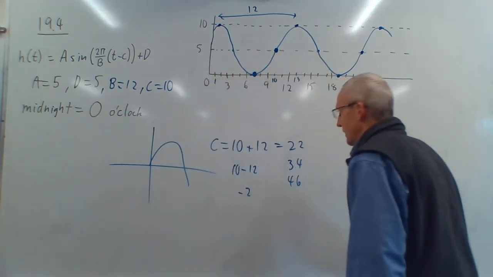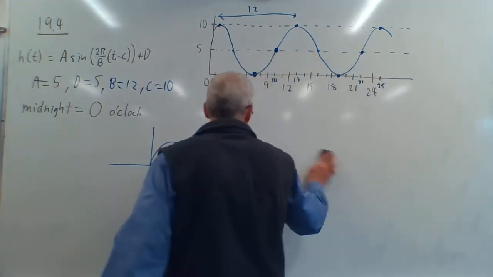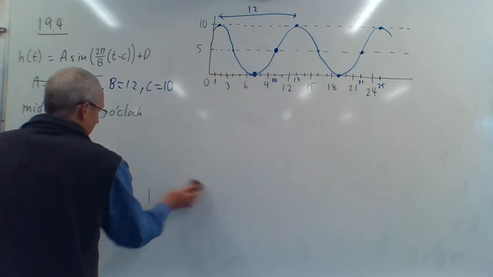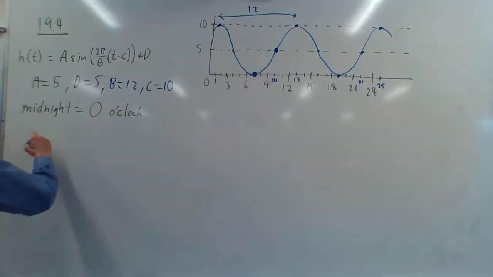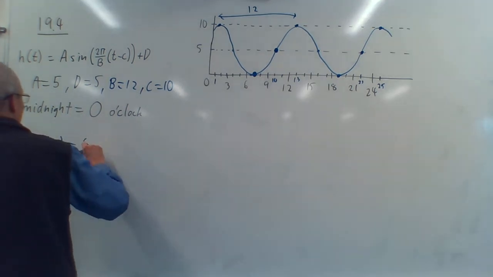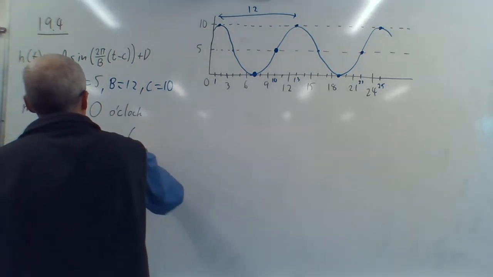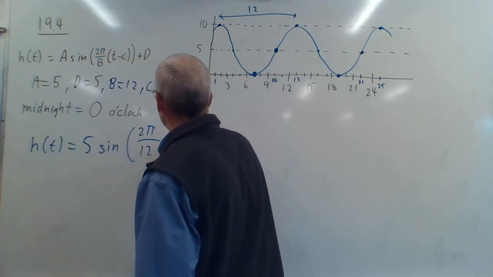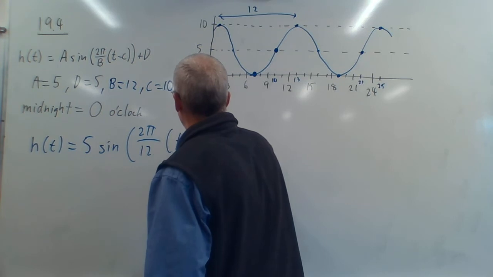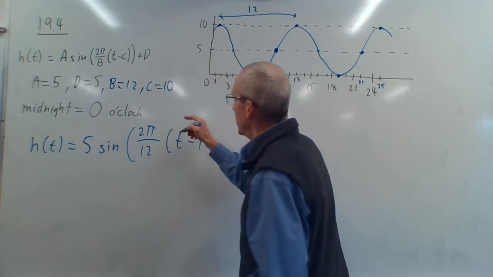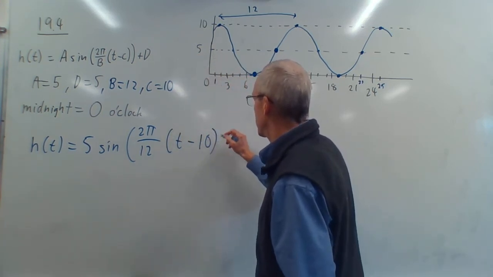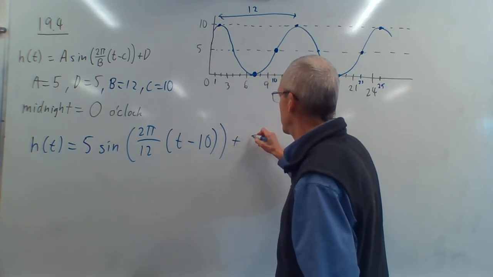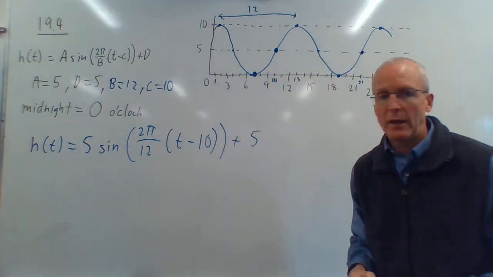All right, anyway, enough talking there. We are done. Now we just have to write out our thing. So we have the height at any time t we want is 5 sine of 2 pi over the period, which we know is 12 hours, times time minus 10, because that's our phase shift. It's shifted over 10 hours, plus the average was 5 also. And now we can plug in numbers.